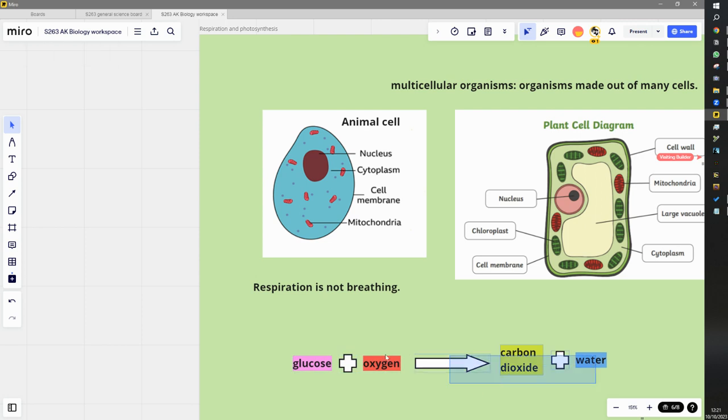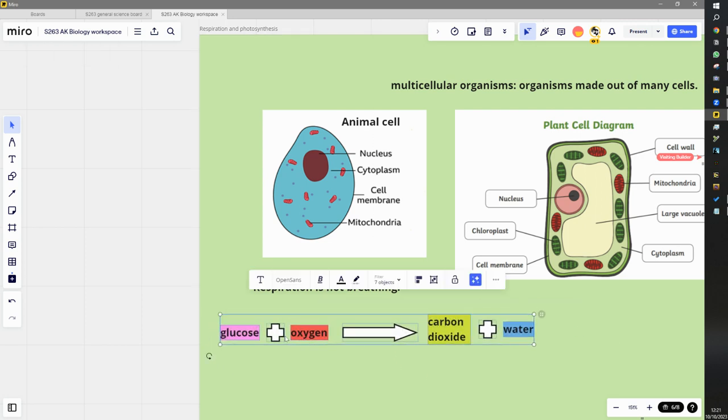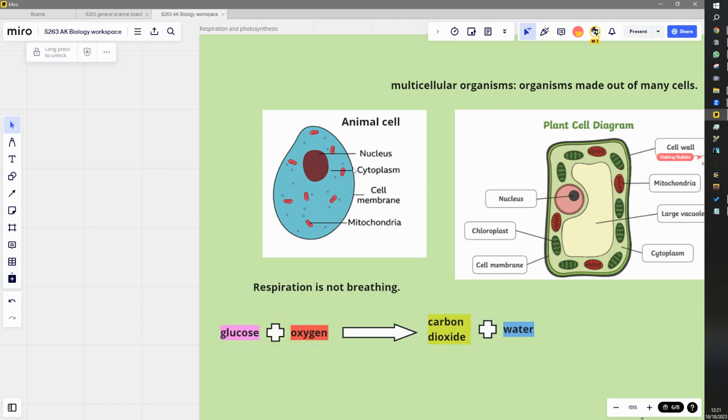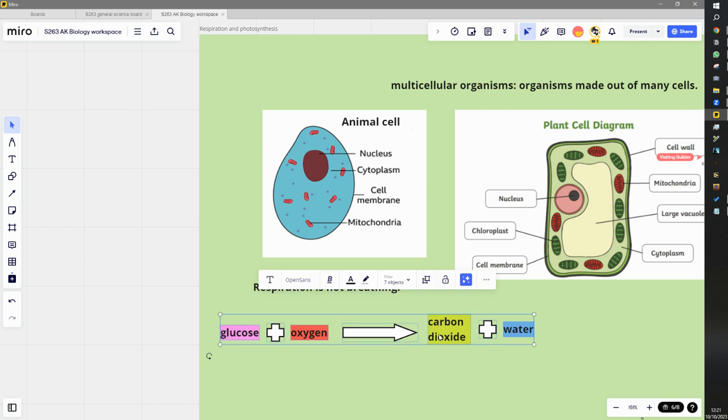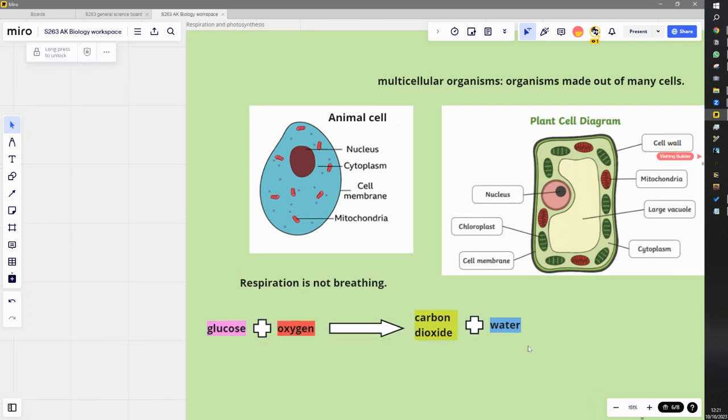It is this reaction. But what happens when this reaction happens inside our cells is that it produces energy. So in your textbooks, you might also see this written on the side of it. You might also see, plus and then energy, and energy is usually written in brackets.